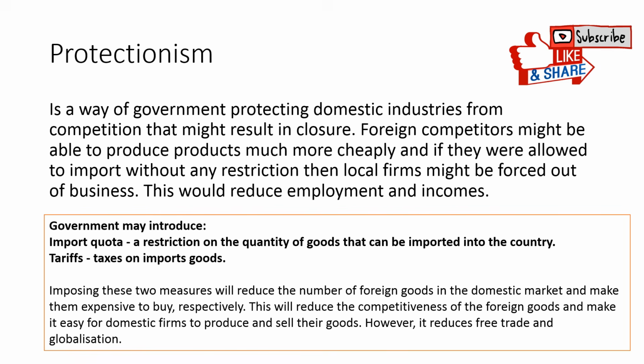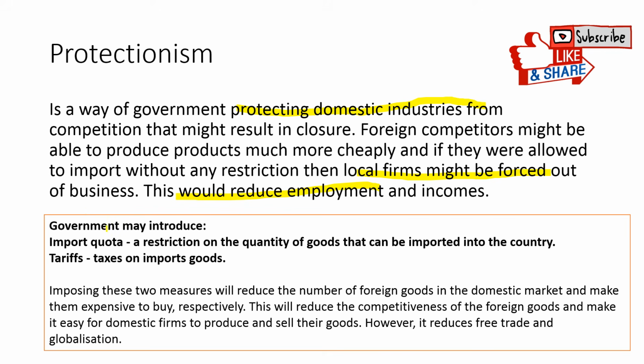Okay, and that's where protectionism comes into place. So protectionism is a way of government protecting domestic industries from competition that might result in closure. So foreign competitors might be able to produce products much more cheaply, and if they were allowed to import without any restrictions, then local firms might be forced out of business. This would reduce employment and incomes. So that's a big problem, and that's why governments use protectionism.